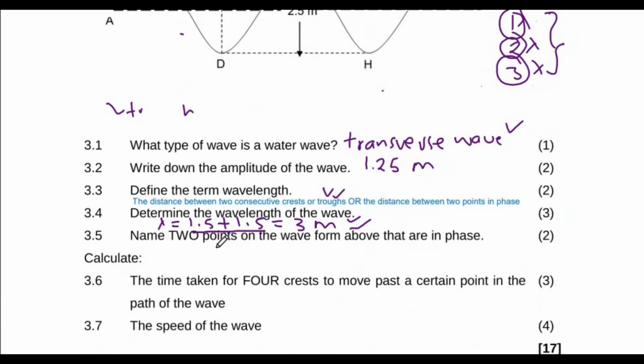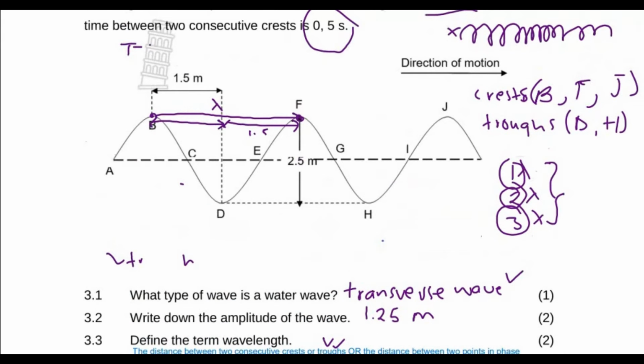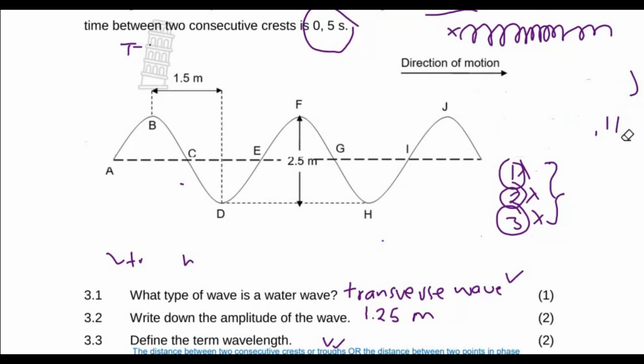Then another question says, name 2 points on the wave from above that are in phase. So I explained a bit briefly about points in phase. Points that are in phase are points that are separated by a whole number multiple of wavelengths. So separated by either 1 wavelength, 2 wavelengths, 3 wavelengths, 10 wavelengths, up until whatever, right? So you just need to select one. So you can just say, okay, points A and E, because they are separated by 1 complete wavelength, are in phase.